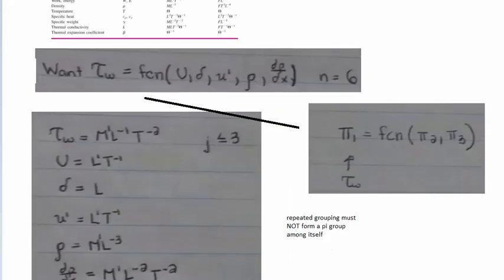Now, since this is a simple problem again, we've actually been told what to use for our pi group. So we're going to use rho, u, and del in our repeating group.